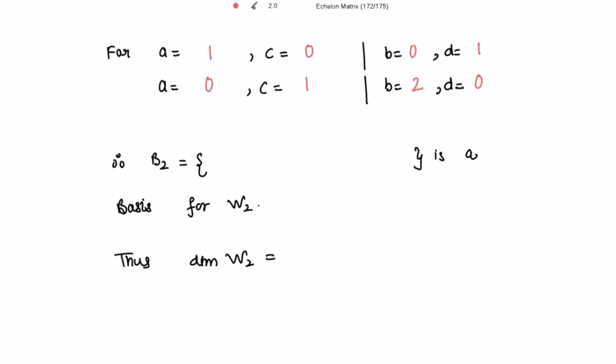So write down the bases now. Again, the format A, B, C, D. So the first element is 1, 0, 0, 1. Are you getting that? First we write the value of A, then B, then C, then D, right? Okay, the second element from this set becomes 0, 2, 1, 0. So these are the two elements in the basis. These are the bases for W2, and the dimension of W2 is the number of elements, that is 2.